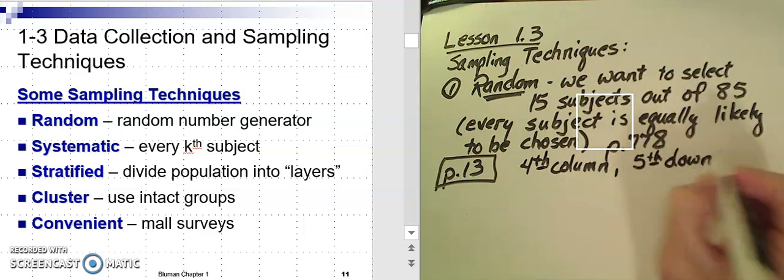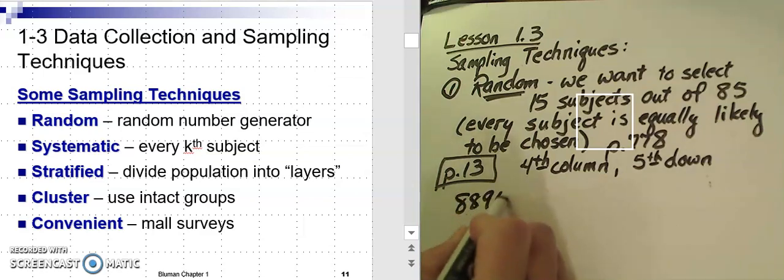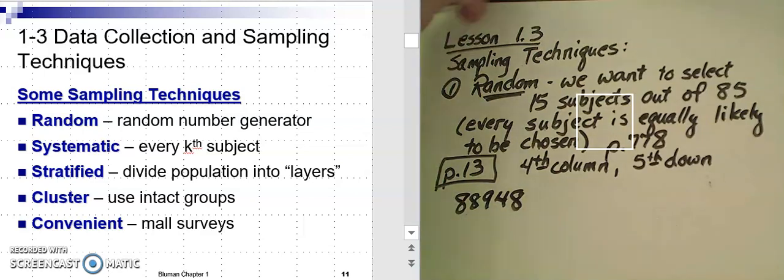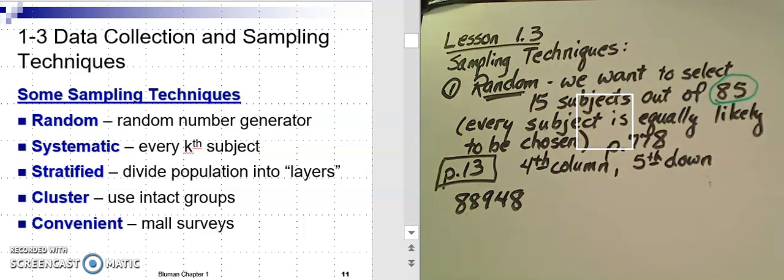Okay. Now, when you randomly choose, you're going to shut your eyes, pick a spot, and that's where you start. But so we're all on the same numbers, we're going to start 4th column, 5th row down. And that number is 88948. Now, we're only concerned about choosing 15 subjects out of 85. So we only need 85 numbers. So I'm not going to look at all 5 digits. I just want to look at the last 2 digits. So my first number I'm choosing here is 48.